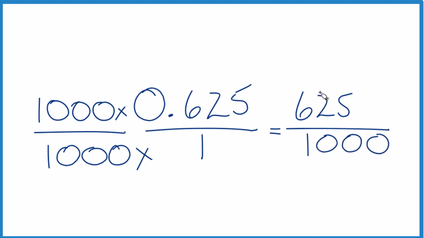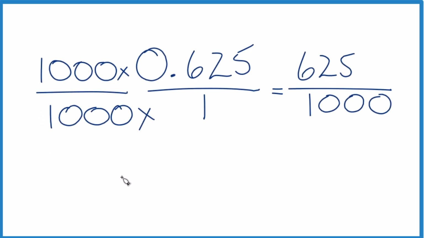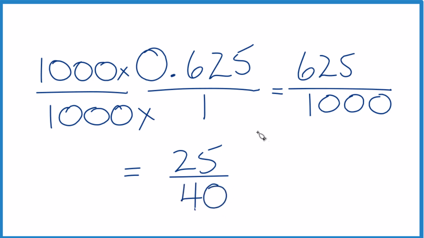The thing about the fraction here is I could simplify this. I know that 5 would go into 625 and into 1,000. And 25 also goes into both of these numbers. So I could divide 625 by 25. That would give me 25, since 25 times 25 is 625. And then 1,000 divided by 25 is 40. So that's simplified, but it's still not in lowest terms.